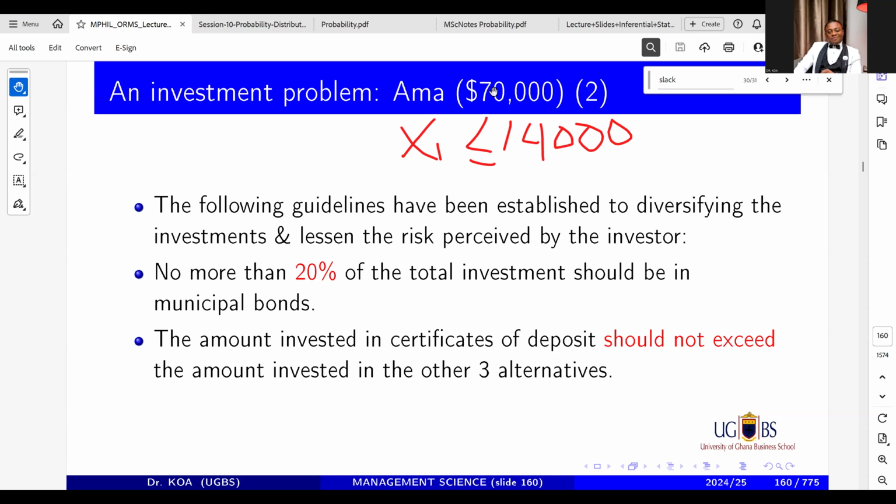Let's go to the second constraint. The amount invested in certificate of deposit, which is X2, should not exceed the amount invested in the other three alternatives. What symbol is "should not exceed"? What symbol is that?